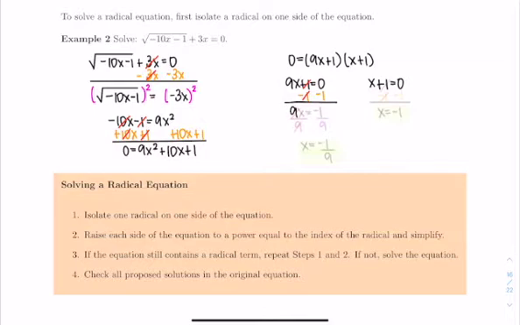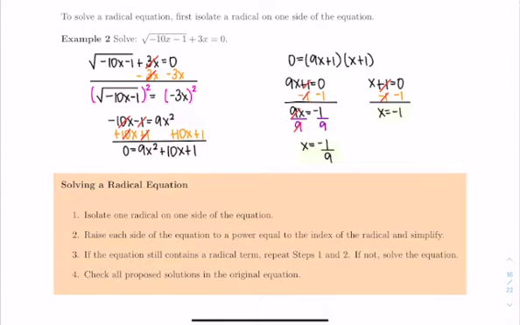And we get that 9x equals negative 1. And then we're going to divide by 9 on both sides. And so we end up getting x equals negative 1/9. And in the other equation, we're just going to subtract 1 from both sides. And we get that x equals negative 1.